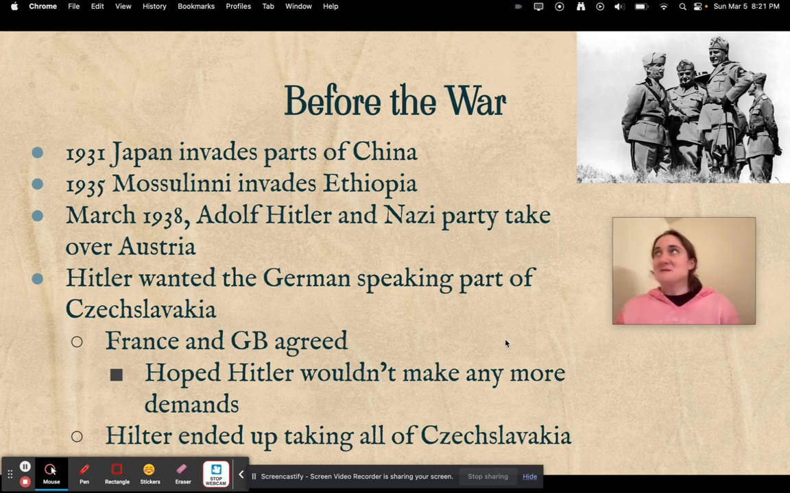France and Great Britain, although it was totally not even their own country, they're like, yeah, you can have it. Like dudes, it's not even your own country. And the reason why France and Great Britain said this is because they hoped Hitler wouldn't make any more demands. They're like, okay, if we give him Czechoslovakia, maybe he won't bug us anymore. So we probably all know that didn't quite work out that way. And Hitler ended up taking all of Czechoslovakia. Oh, by the way, throughout the slideshow, if you see GB, that just means Great Britain.